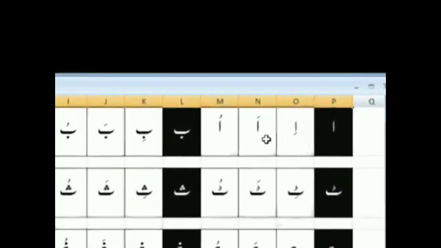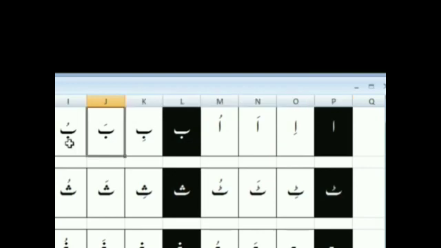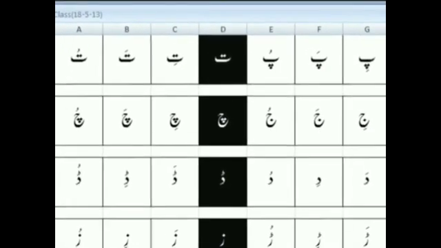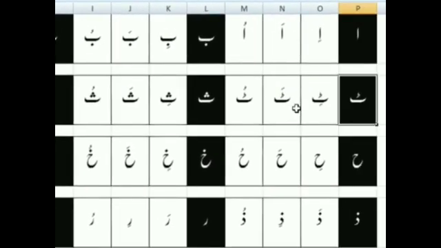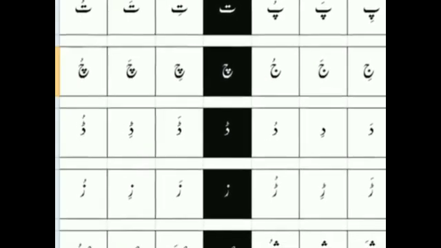Alif zer, e; alif zabar, a; alif pesh, u. Be zer, bi; be zabar, ba; be pesh, bu. Pe zer, pi; pe zabar, pa; pe pesh, pu. Te zer, ti; te zabar, ta; te pesh, tu. Se zer, si; se zabar, sa; se pesh, su.